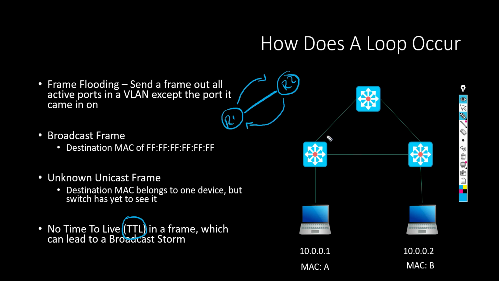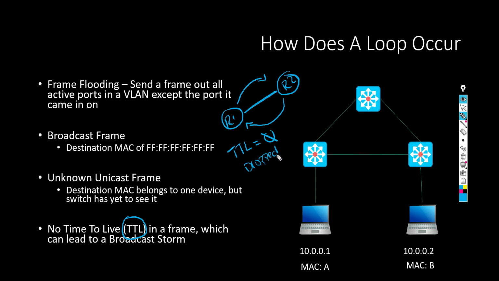Okay, a layer 2 loop is when you have a frame looping between your switches. A layer 3 loop is when you have a packet being looped between your routers. The key though is with the packet, even though it's looping between these two routers, eventually the time to live value is going to get to 0. Once the time to live value in the packet gets to 0, the packet gets dropped.